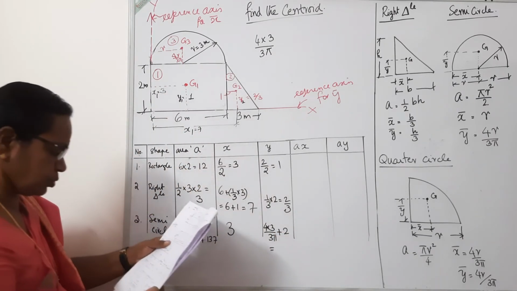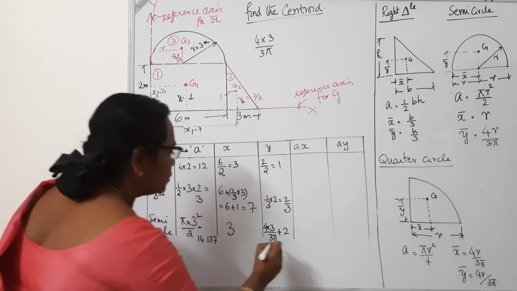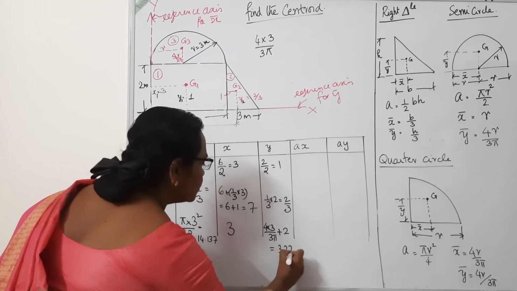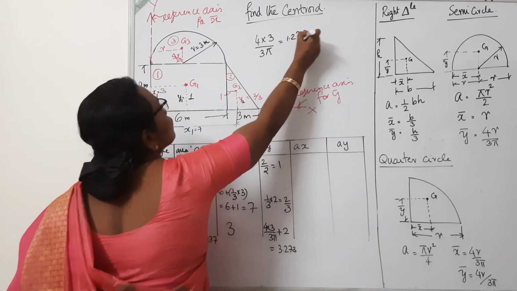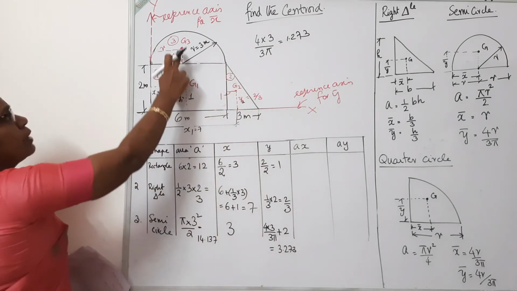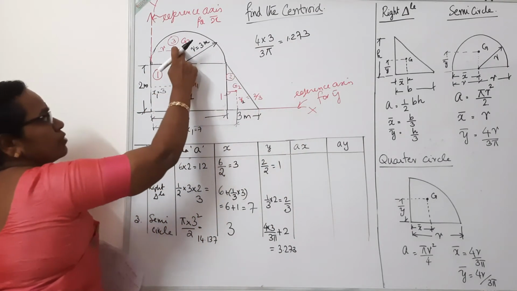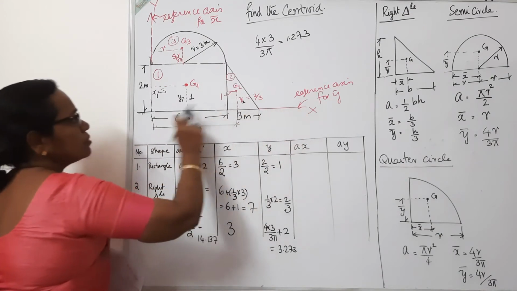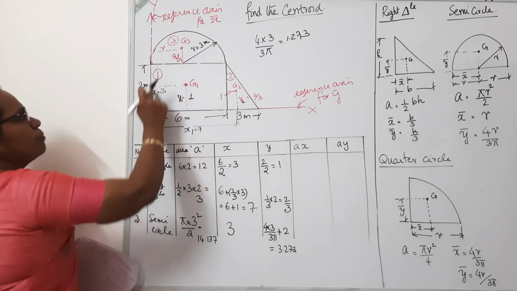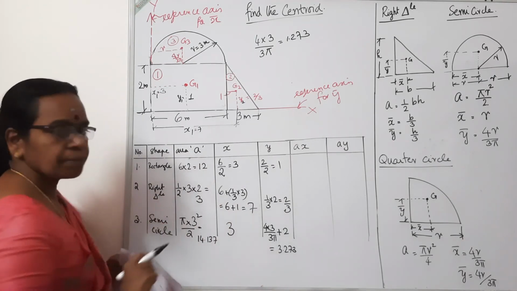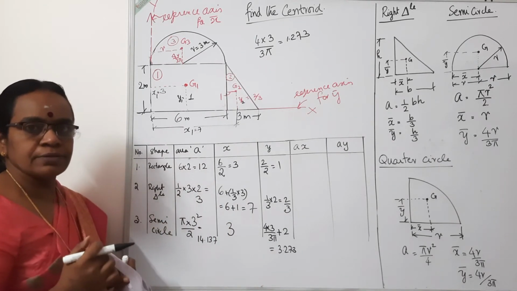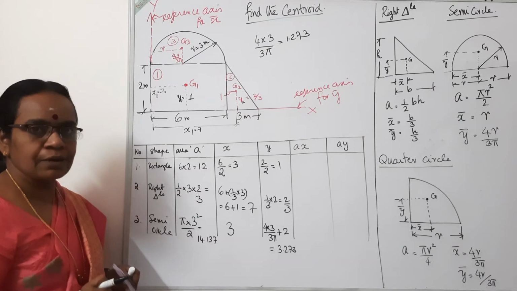So it works out to 1.273. For the semicircle, from its base it is located at 1.273, but what we want is from this reference axis. So 1.273 plus this 2 will be 3.273. So these are the only calculations required by us. The remaining things we can do in the calculator.